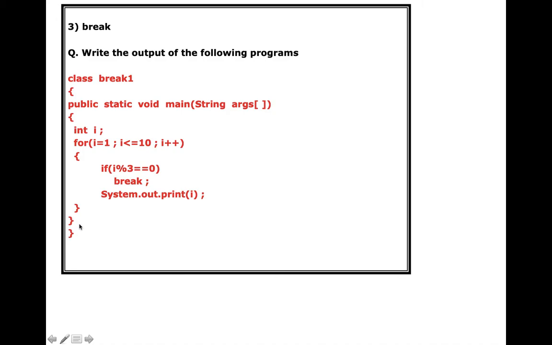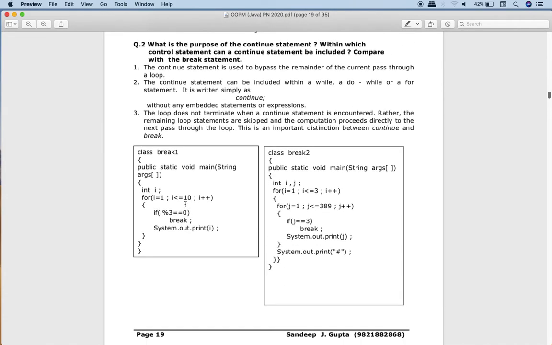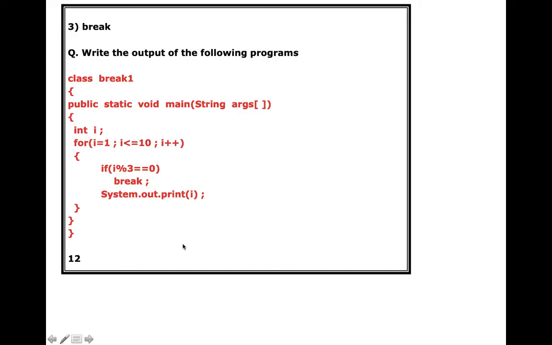After that nothing is there, so the final output is 1 2. I hope you understood this. Now this example is already there in your printed notes over here. So over here you can just write the output 1 2. If you want, you can write any explanation in your own words. So that was break 1 for you.